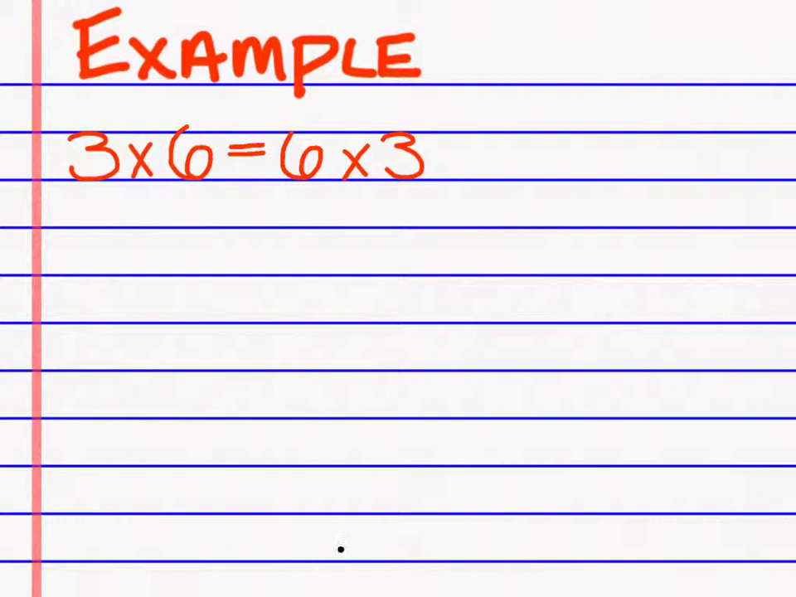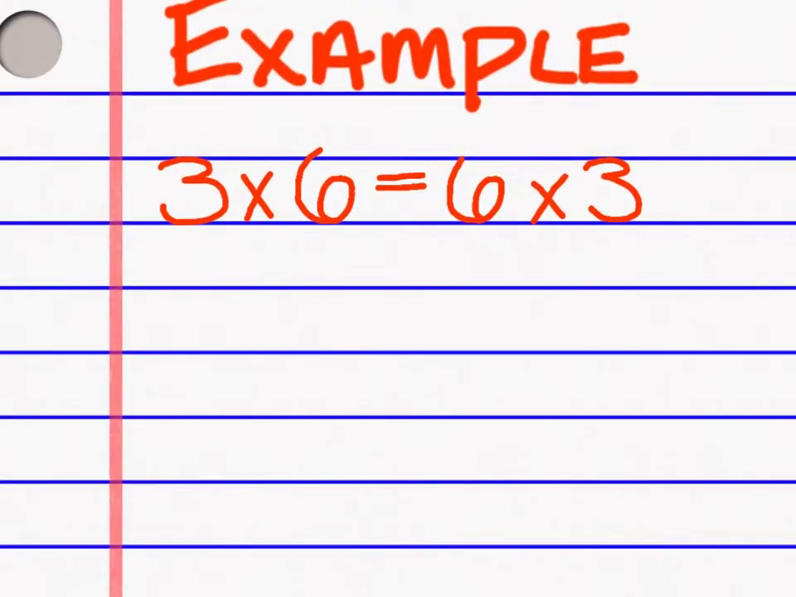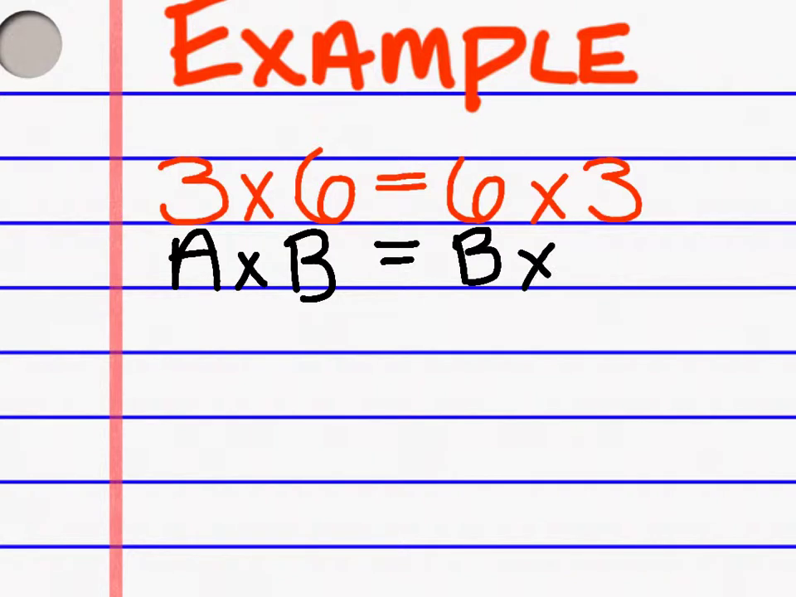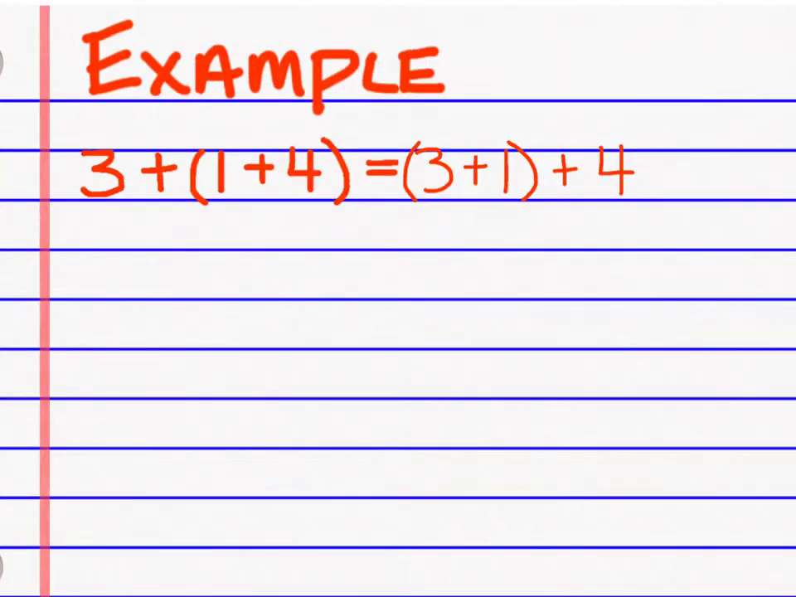So for example 1, we have a list of our properties, that's what I just gave you guys. We have 3 times 6 is equal to 6 times 3. An easier way to do this is if we can change this into variables. So A times B is equal to B times A. Alright, and then we need to look for that on our list. It's letter B. It's the commutative property of multiplication. So 3 times 6 will give you 18, and 6 times 3 will give you 18. What's the answer? Yes, the answer is B.